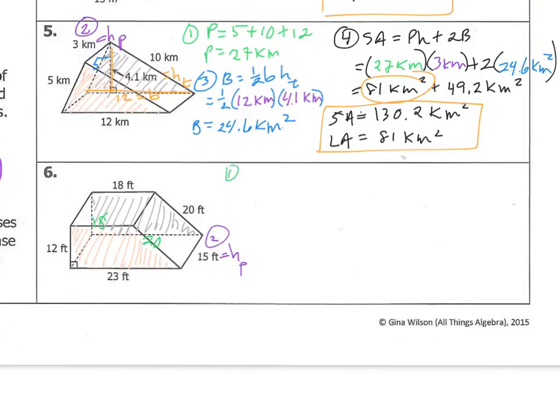So step 1 for my perimeter, I have 18 plus 20. I'm just walking around it. Plus 23, plus 12. What do you get when you add all those together? What'd you get? 73. So that gives me 73 feet. Then we already have step 2.